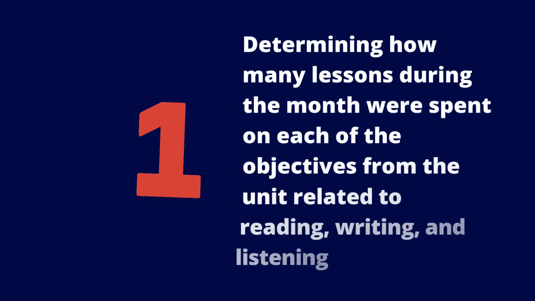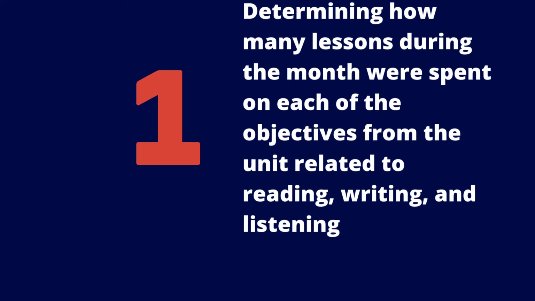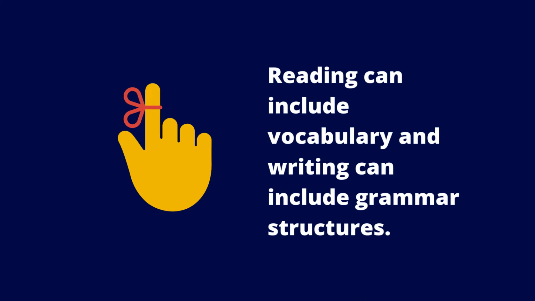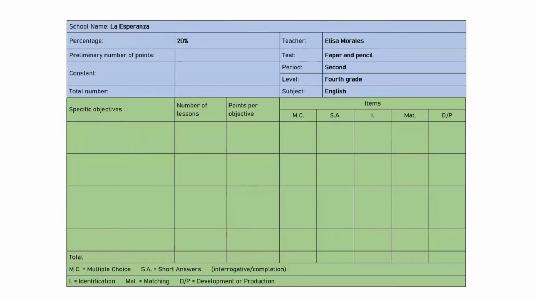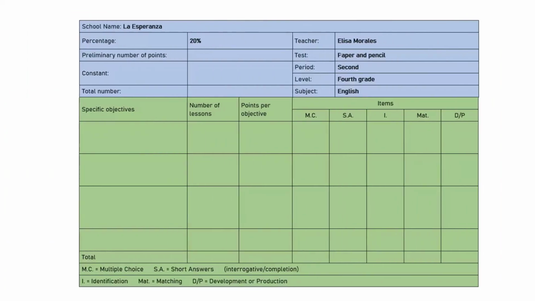Step 1 in the process is determining how many lessons during the month were spent on each of the objectives related to reading, writing, and listening from the unit. As a reminder, reading can include vocabulary and writing can include grammar structures. The information required for Step 1 was recorded in Elisa's weekly planning and can now be included in the TOS. Note that we have already filled out the administrative information we mentioned earlier.